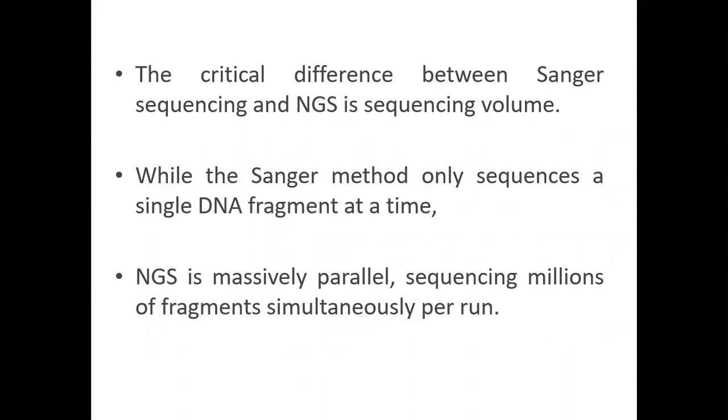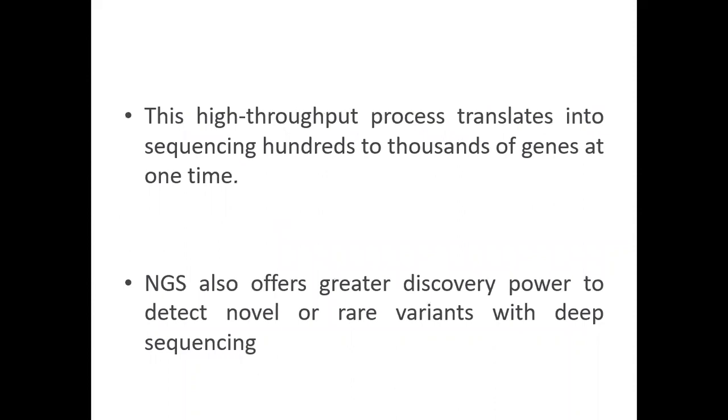But if we need to do thousands or millions of sequencing of DNA fragments per run, then we need to use NGS. NGS is a massively parallel sequencing, sequencing millions of fragments simultaneously per run. So NGS is high throughput, sequencing hundreds to thousands of genes at one time. So we can sequence a lot of genes at a time, right?